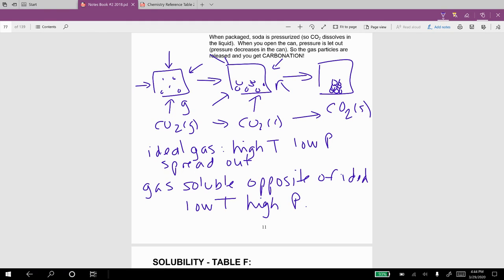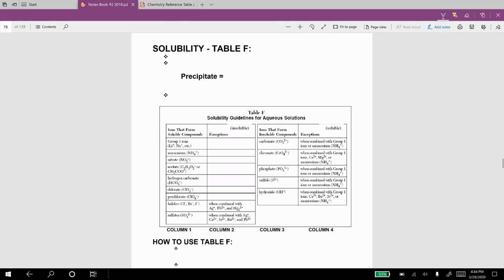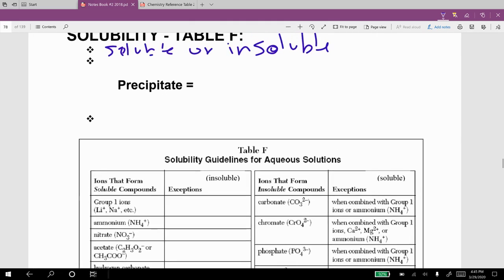Okay, so let's go on. We are going to go to the next page. We're going to talk about solubility in Table F. Table F in your reference tables is probably the worst designed table you've ever seen. Basically, it's going to tell us if something is soluble or insoluble. That's an O, insoluble. I'm going to make this bigger. I've got better handwriting if it's bigger.